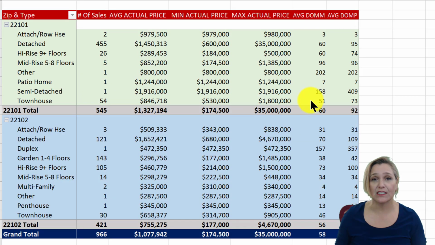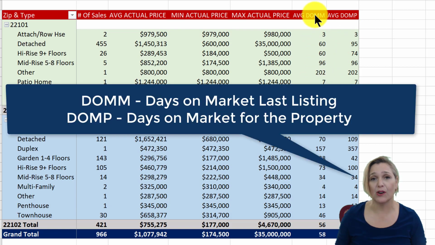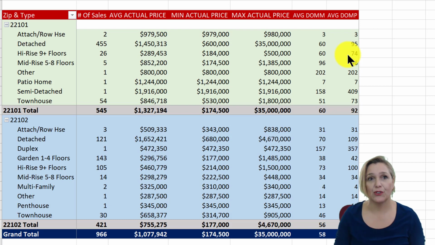Then we have the average days on the market, and the average days on the market for the property. The difference between these two is that DOM is the last listing, how long it's been on the market before it went under contract, and the days on the market for the property takes into consideration how long it was actually on the market. For example, if you had your property on the market and then hired another agent, this would count that entire time with both agents.